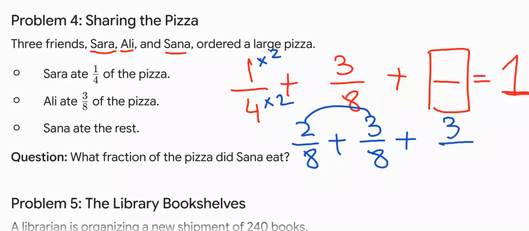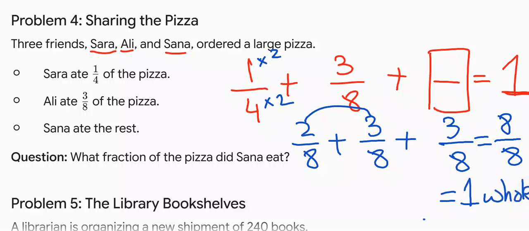I will write 3 again, 3 by 8. Why did I write 3? Because I know that when my denominator and numerator become the same, when it is 8 out of 8, it will become one whole. So the three friends shared one whole pizza. That's why I have written 8 by 8. That is one whole. Okay.